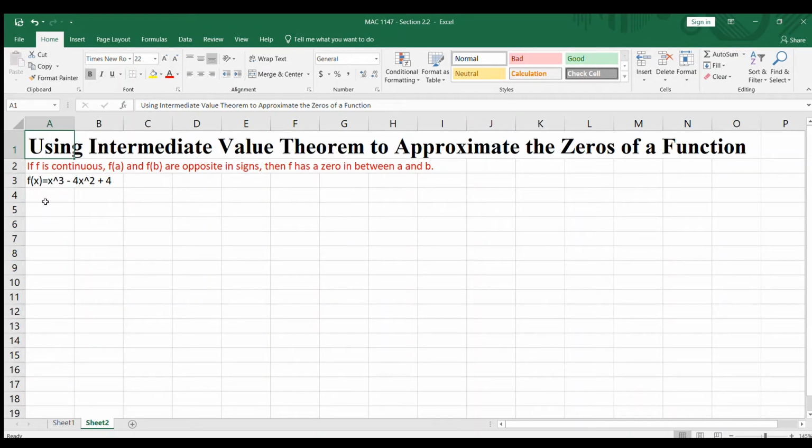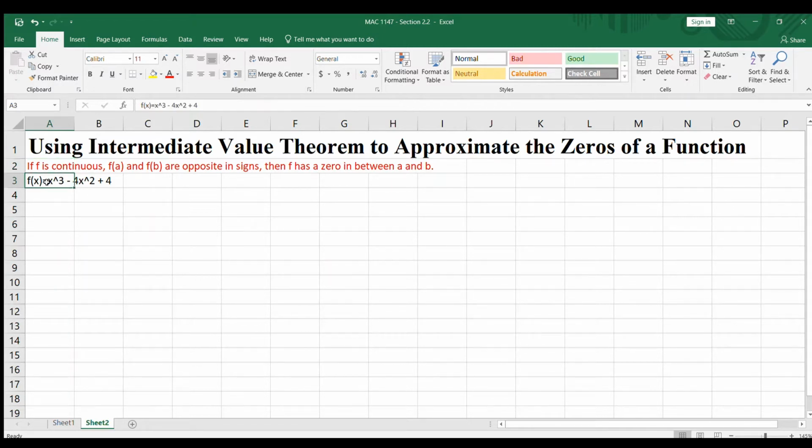In this video, I'm going to show you how to use Excel to approximate the zeros of a function using the intermediate value theorem's idea. Suppose we have f being a continuous function, and we know that f of some value a and f of some value b are opposite in signs. Then according to the intermediate value theorem, f must have a zero in between a and b.